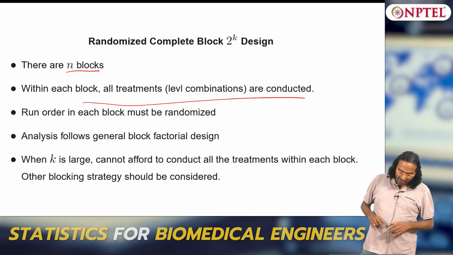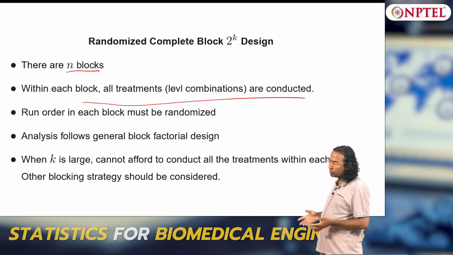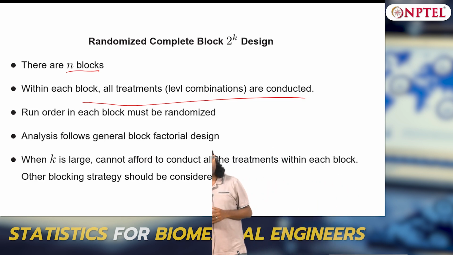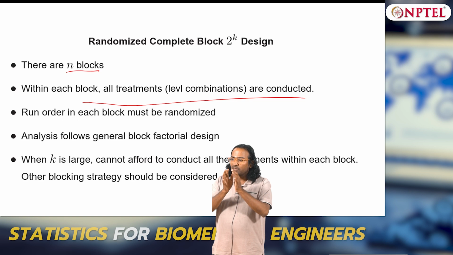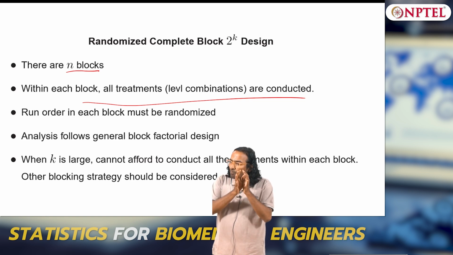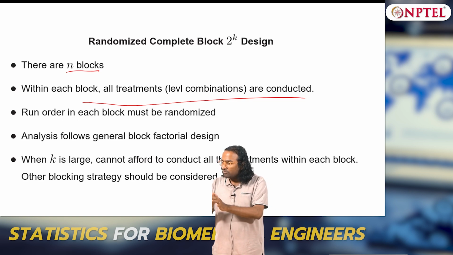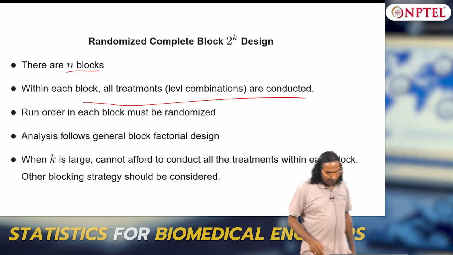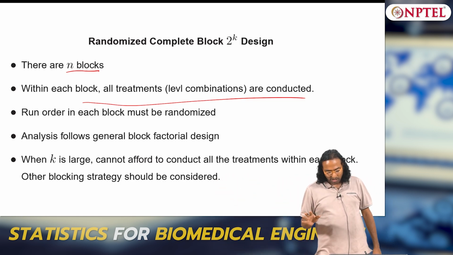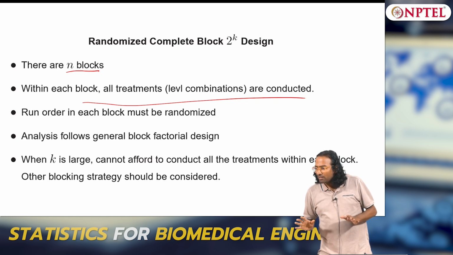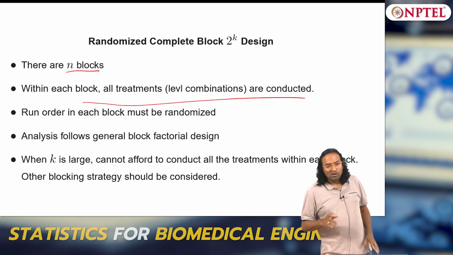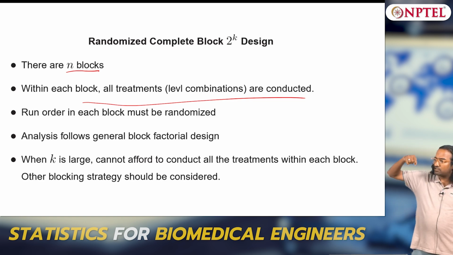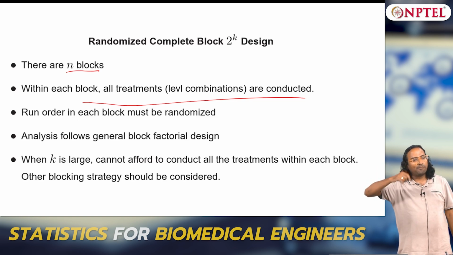And this just follows a generalized block factorial design like RCBD, but now you have to do it for the treatment combinations for each block separately. And then you have 2 power 2 or 2 power k. When k is large, obviously you cannot afford to conduct all treatments within each block. What is the reason? For each block you have to do treatments at multiple levels. When k becomes large, obviously you cannot do it.